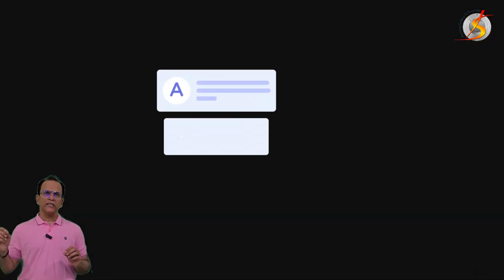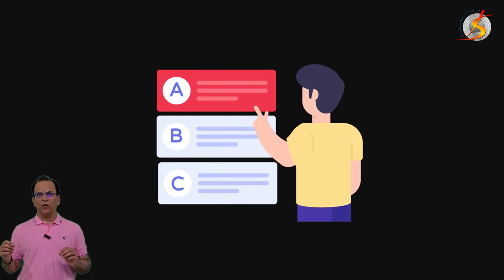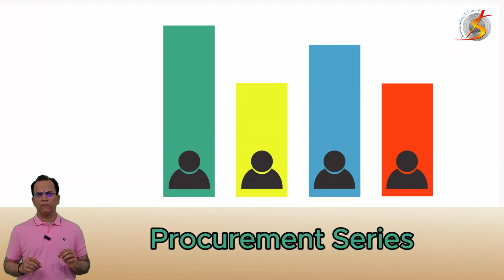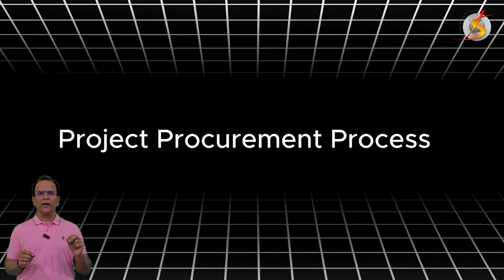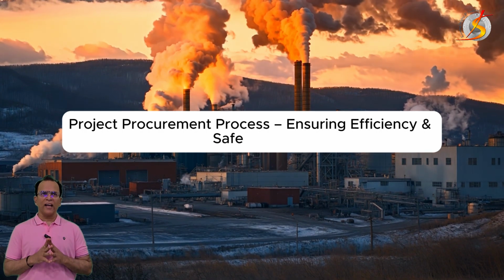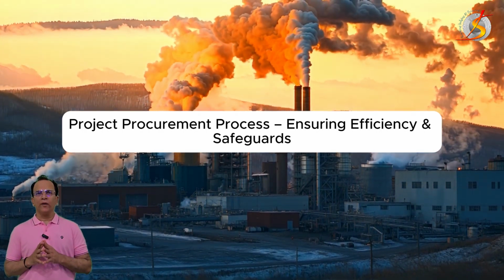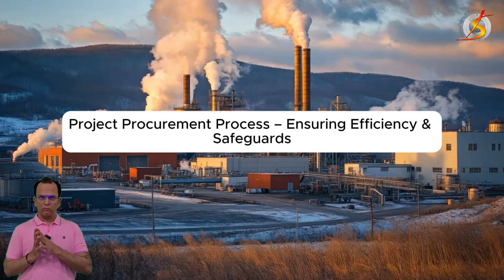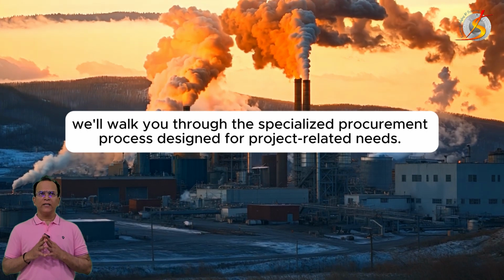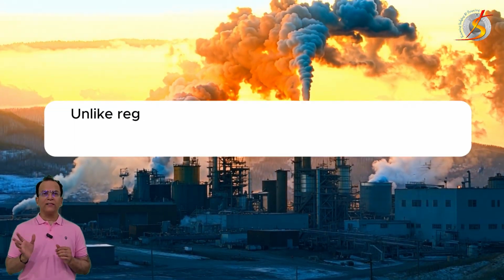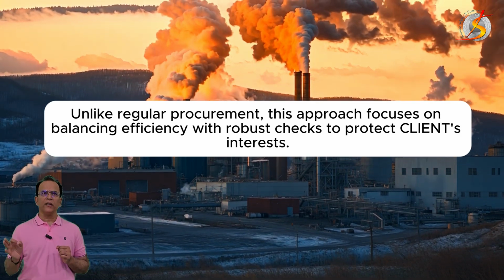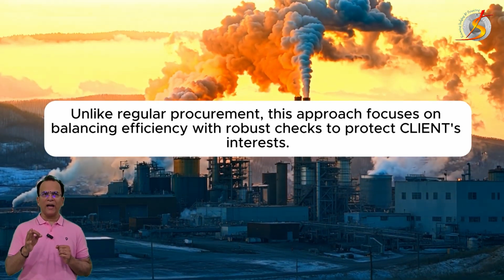We have initiated the poll section, as mentioned earlier also, to decide on what should be our next series. Till date, votes are in favor of the procurement series. It will cover the project procurement process. Let me brief about it. The project procurement process will ensure efficiency and safeguards while making procurement for capital goods or for the project. We will walk you through the specialized procurement process designed for project-related needs, unlike the regular procurement. This approach basically focuses on balancing efficiency with robust checks to protect the client's interest.